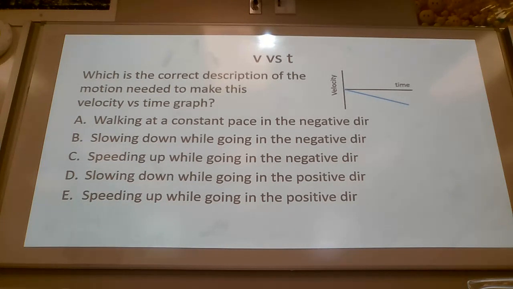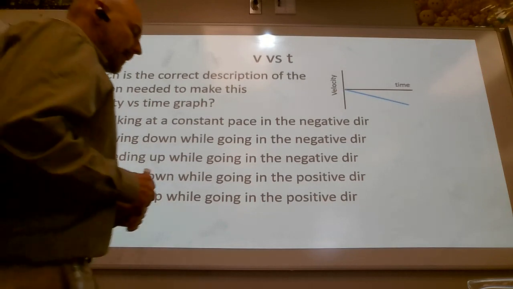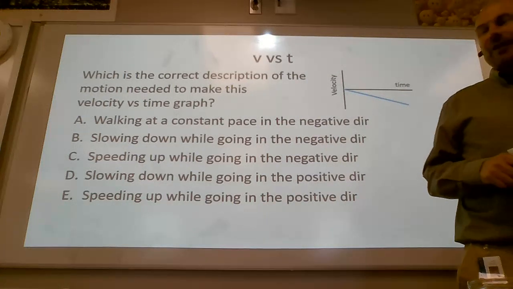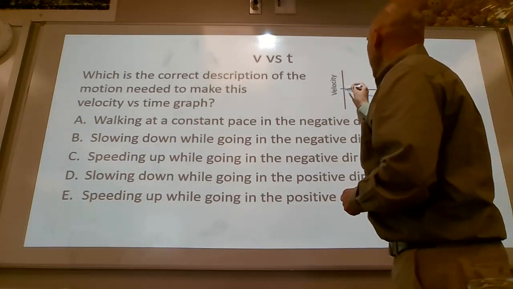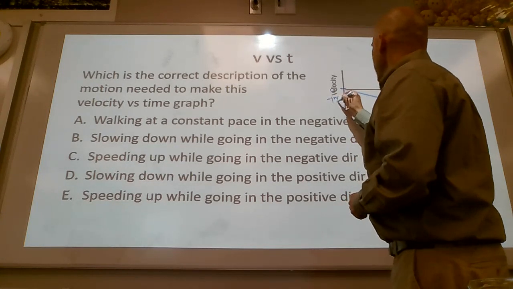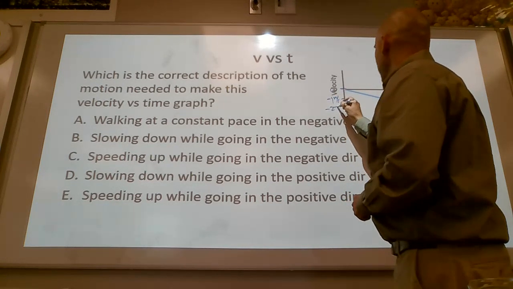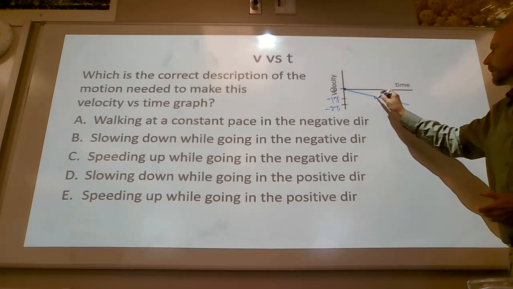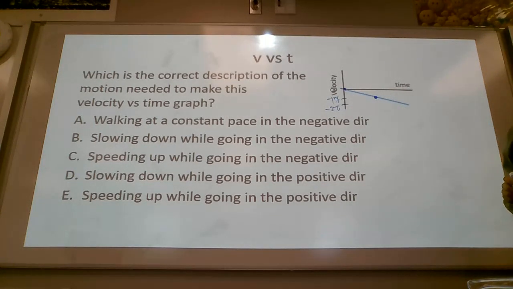Okay, correct answer is C. Here's a suggestion on how to read or interpret a velocity versus time graph. I would recommend making up numbers. So zero, negative 1 meter a second, negative 2 meters a second, and then pick points. Here you're at zero, you're at rest. Here you're moving at 1 meter a second in the negative direction. Here you're at 2 meters a second in the negative direction. So put it all together, you're speeding up in the negative direction.